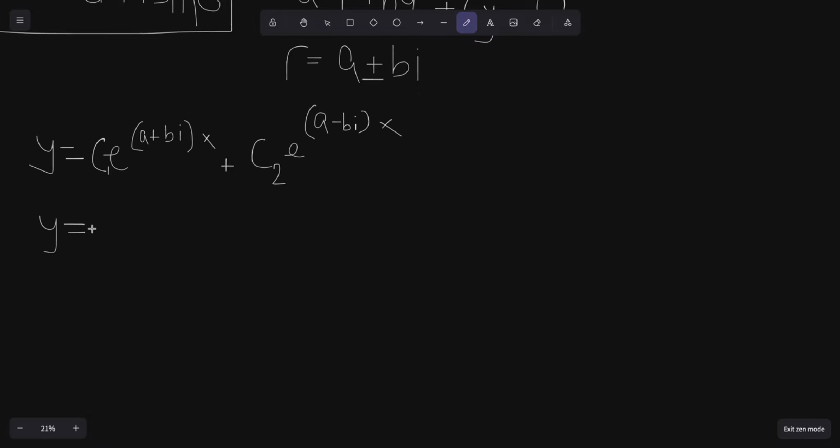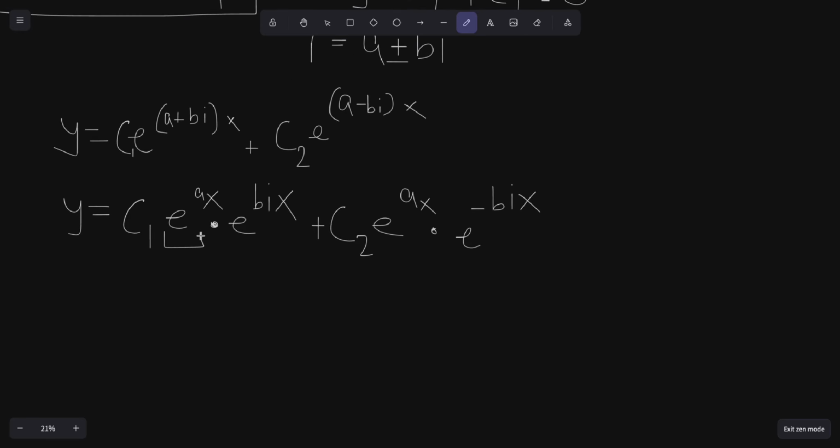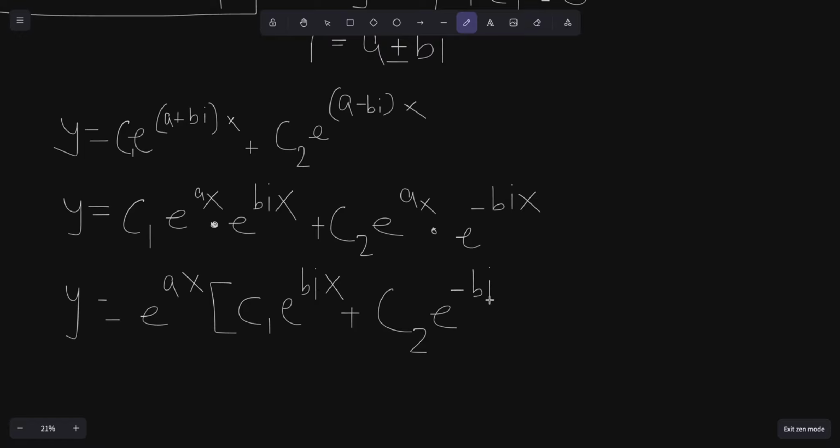Okay, so y is equal to c1 times e to the ax times e to the bix, right? Because this is just due to exponent properties, and then that's going to be plus c2 e to the ax, and then times e to the negative bix. And so we can factor out an e to the ax from both terms, right? So it looks like I can factor out this e to the ax term in the front, and so I'm just going to be left with c1 times e to the bix plus c2 times e to the negative bix.